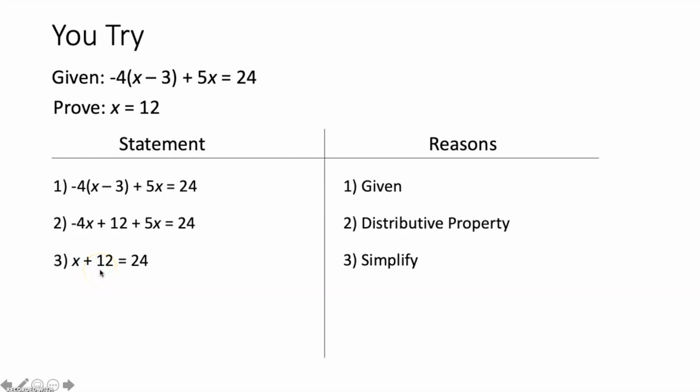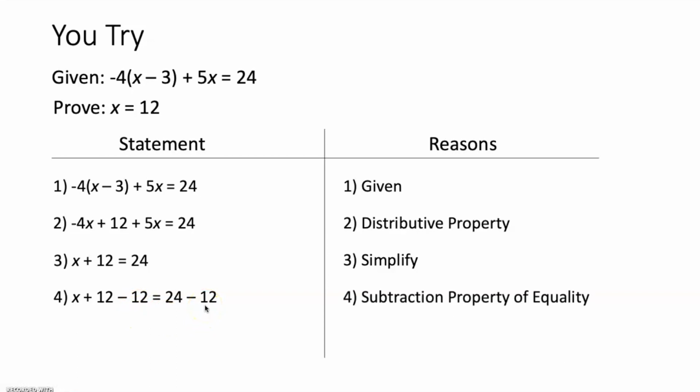I'm going to subtract 12 from both sides. Now, in order to subtract 12 from both sides, anytime you do the same thing to both sides of an equation, that's the property of equality. And since I subtracted 12 from both sides, that's the subtraction property of equality. So this equation, I can then simplify.